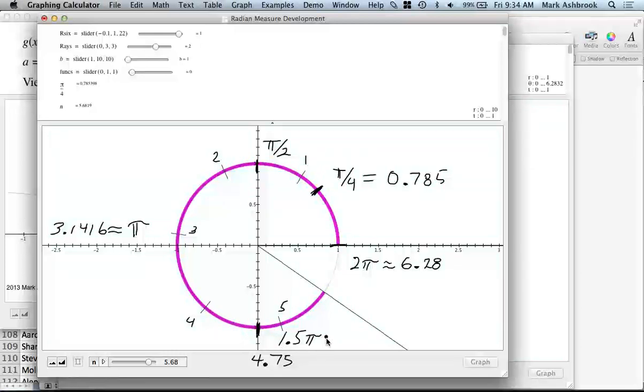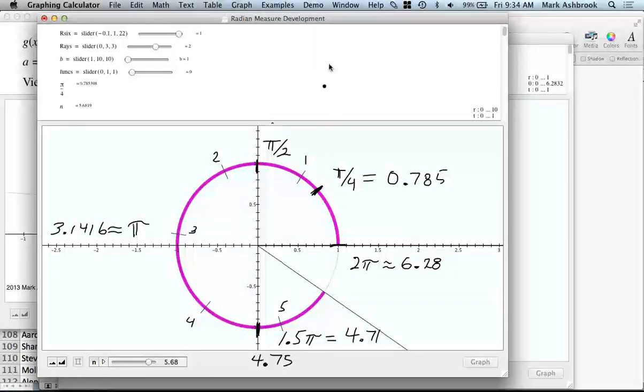So find it. Once someone gets it, shout it out. What's 1.5 pi? 4.71. Very good guess. Okay, so what's the point? The point is, when we start working with these numbers that involve pi, don't forget that they are a number of radius lengths wrapped around the circle still. Okay?